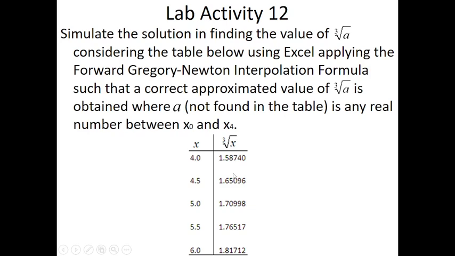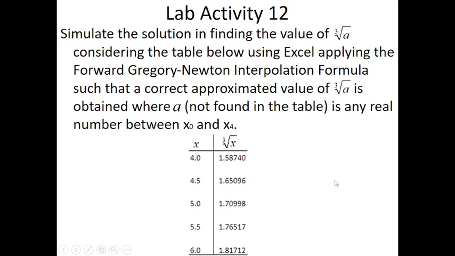And this is the lab activity, no? The 12th lab activity that you will do. Simulate the solution and finding the value of cube root of a, considering the table below using Excel, applying the forward Gregory-Newton interpolation formula such that a correct approximated value of cube root of a is obtained, where a not found in the table is any real number between x sub 0 and x sub 4.